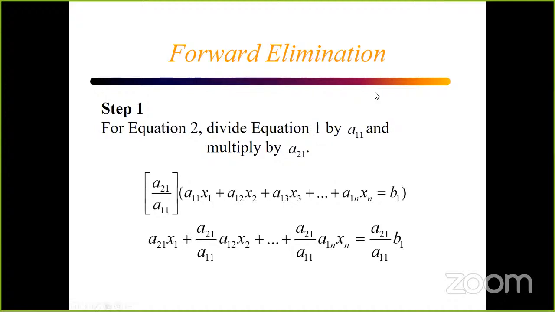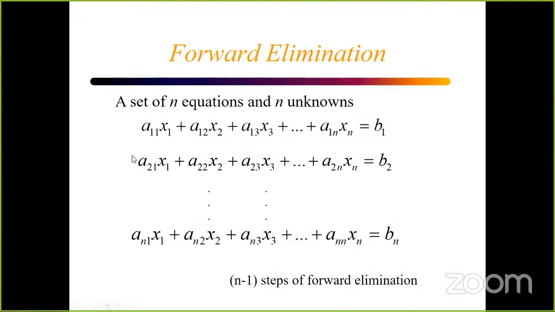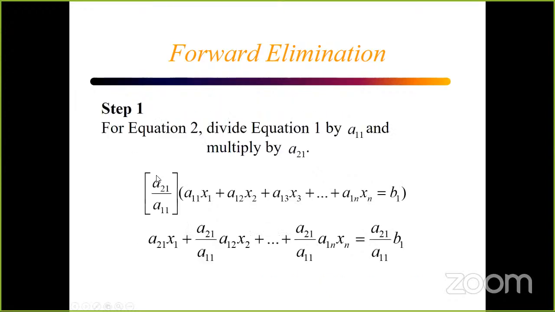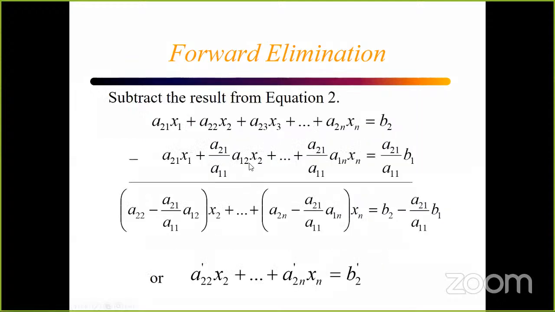Step 1: for equation 2, multiply by a21 and divide by a11. What will happen with the first equation? For equation 2, divide equation 1 by a11 and multiply by a21. What will you get? The a11 gets cancelled, and you get a21 over a11 times a12. This is the precision you learned from your earlier days. If you subtract those two equations, you will find another coefficient, a22 prime.